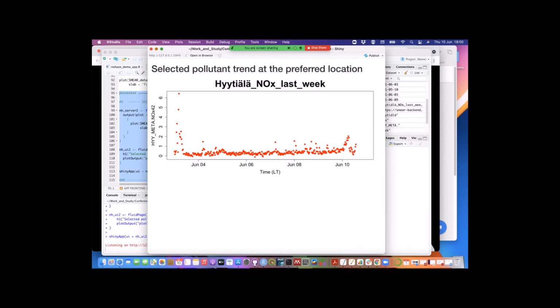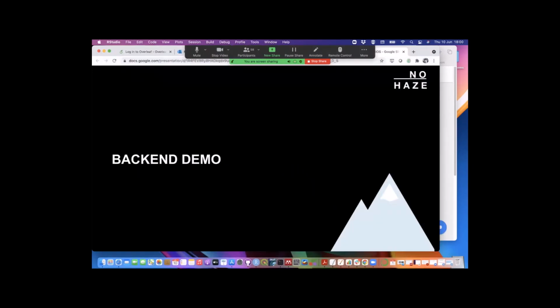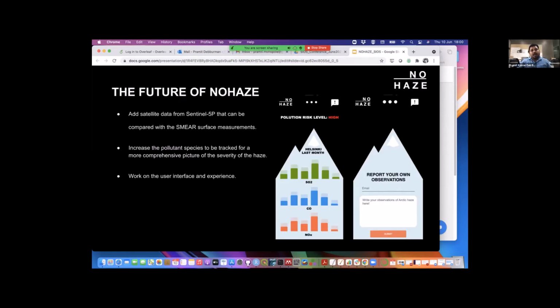So we have a separate section for that in the app. And okay, that was the app backend. And now, where do we want to see NoHaze in future? As I'm talking to you, the app is still in a prototype phase.